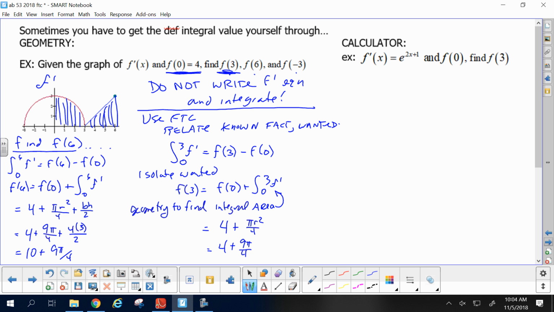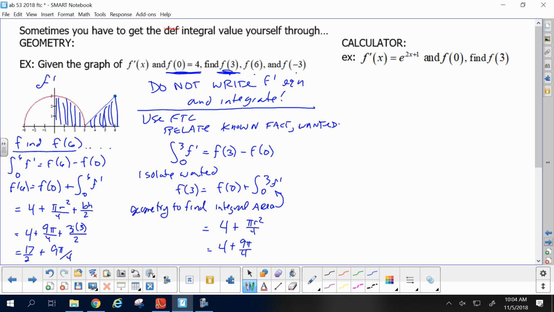Did I make a mistake? What? You're saying the base is 3, not 4. And I agree. The base is 3, not 4. And so that's 3 by 3. I don't know why I was thinking 4. 3 by 3 over 2. Oh, that's right. I meant to change it so it wasn't ugly, but that's right. 9 halves plus 8 halves is 17 halves plus 9 pi over 4. Thank you. Is that better?